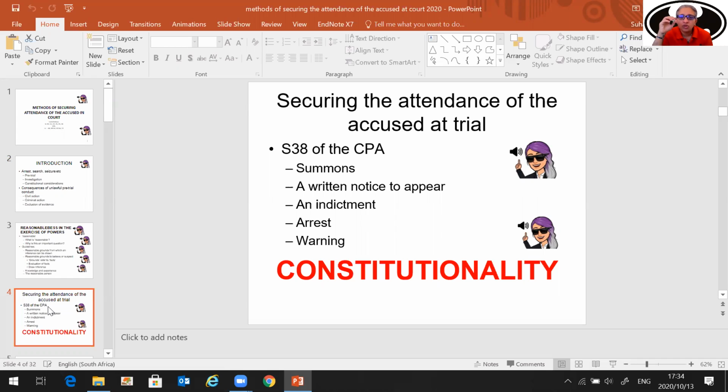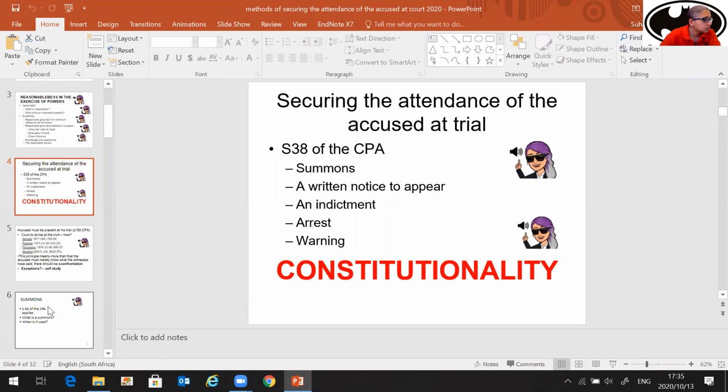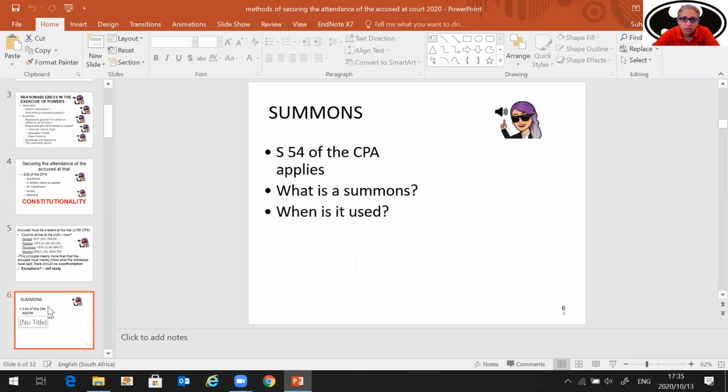What we need to focus our consideration on, in deciding which one to use and which one is most appropriate versus most effective, will come down to a balancing of rights: the rights of the accused person, or the suspected person, and the rights of the community and the victim. And so we will be considering the constitutionality of each of these methods of getting an accused person to trial. The summons is the first one that we look at.